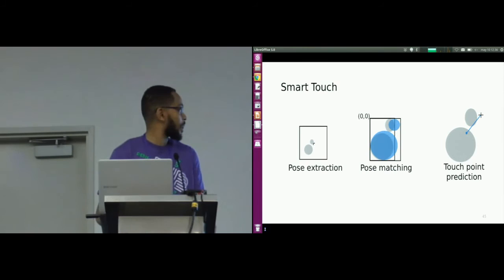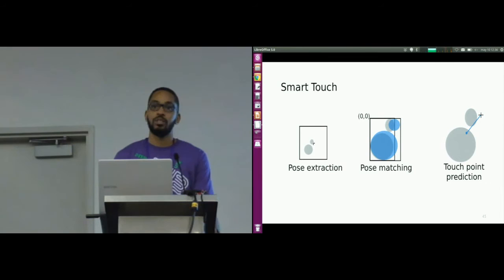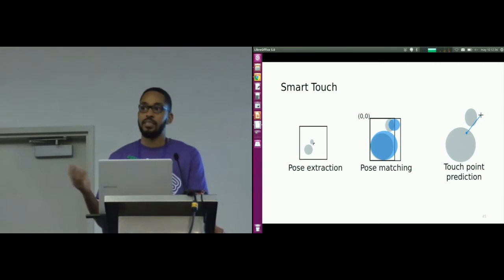Okay, so just to recap, SmartTouch is a three-step process. First we extract the most relevant touch data, then we go through a pose matching process, and then finally, using data collected from the best match template from the pose matching process, we do our touch point prediction. So finally, I'm going to talk about the evaluation of SmartTouch.